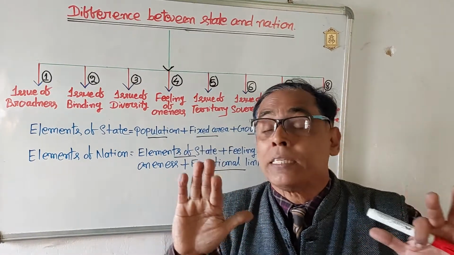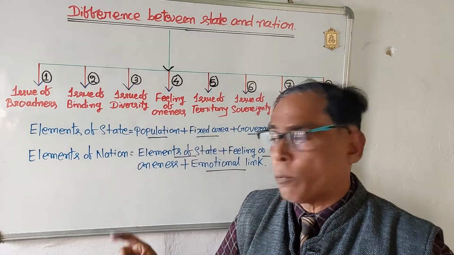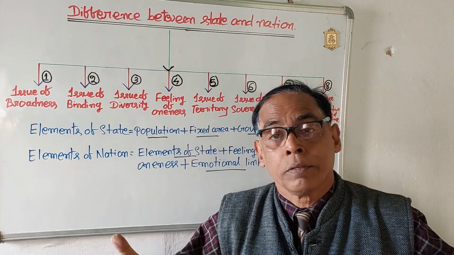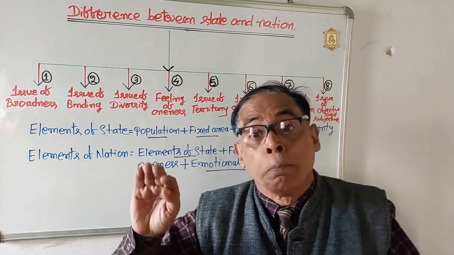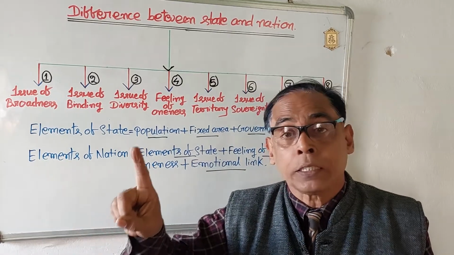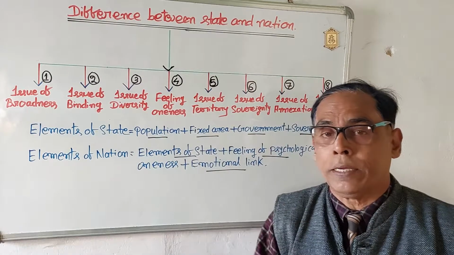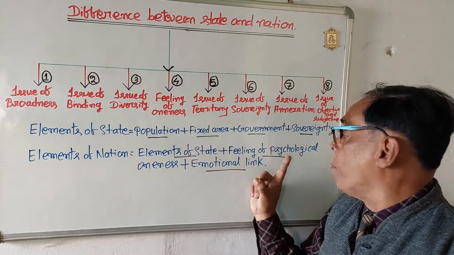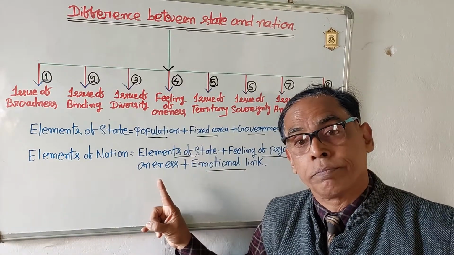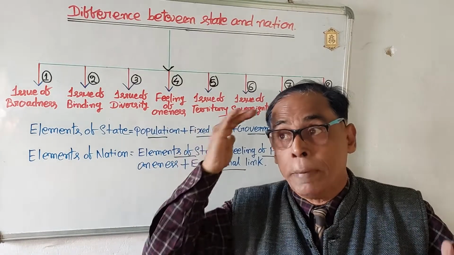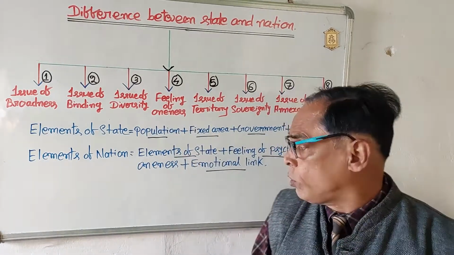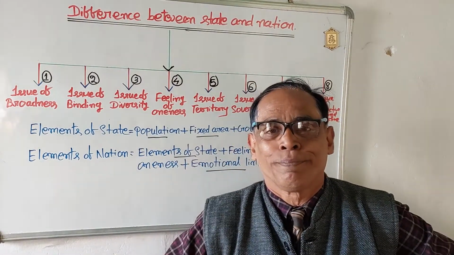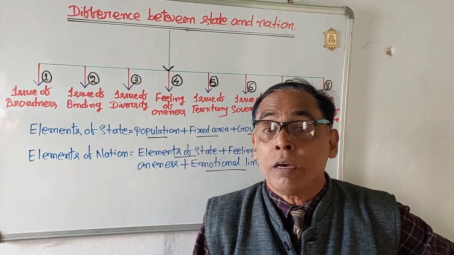So you are clear what a state is. Now we'll come to the point, what is a nation? A nation means, in addition to the 4 elements of state like population, fixed area, government and sovereignty, there must be 2 more things. Number 1, a feeling of psychological oneness. People must feel mentally that they are one. Number 2, emotional link. People must have emotional attachment. By this, a nation can be formed.